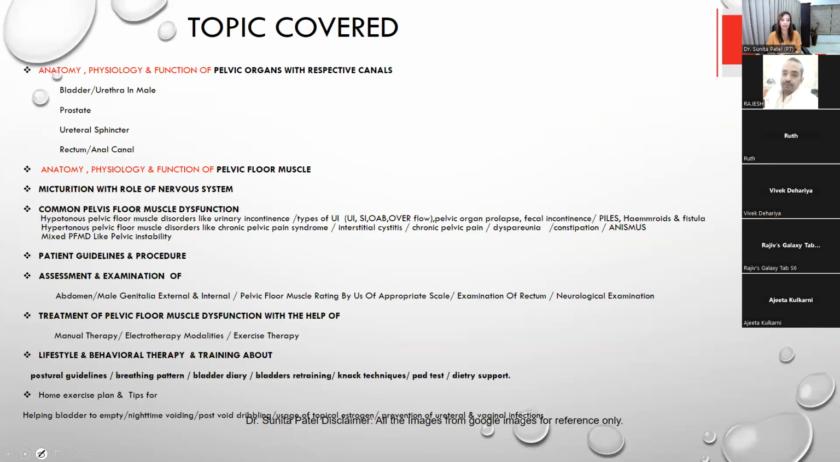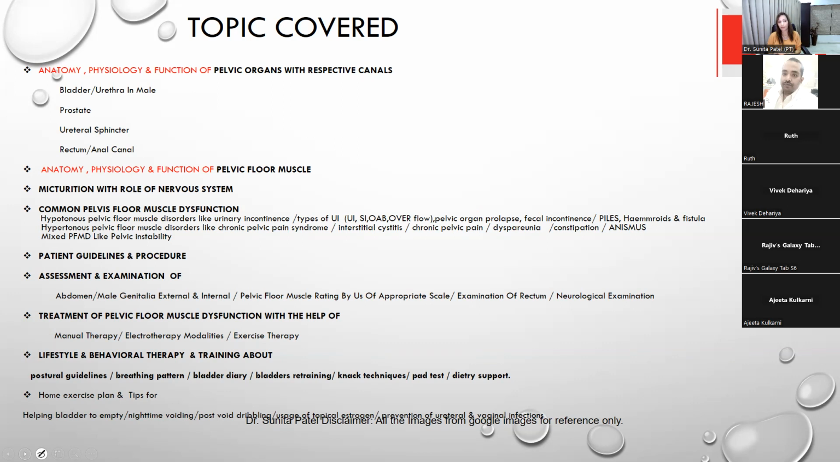What we are going to cover in all these days: anatomy, physiology, and function of pelvic organs with respective canals, the bladder of a male, urethra in a male, prostate, urethral sphincters, anal sphincters, rectum, anal canal anatomy, physiology, functioning of the pelvic floor muscles, the micturition process with the role of the nervous system, common pelvic floor dysfunctions like hypotonic pelvic floor dysfunction, urine incontinence, types of urine incontinence, pelvic organ prolapse, fecal incontinence, piles, hemorrhoid, fistula.